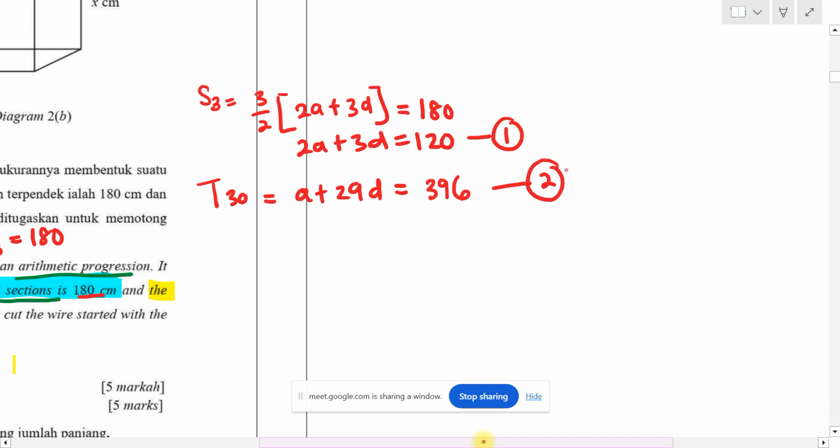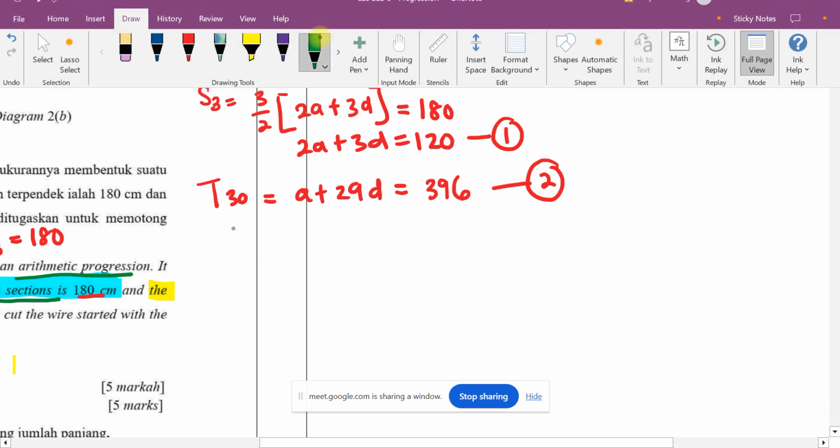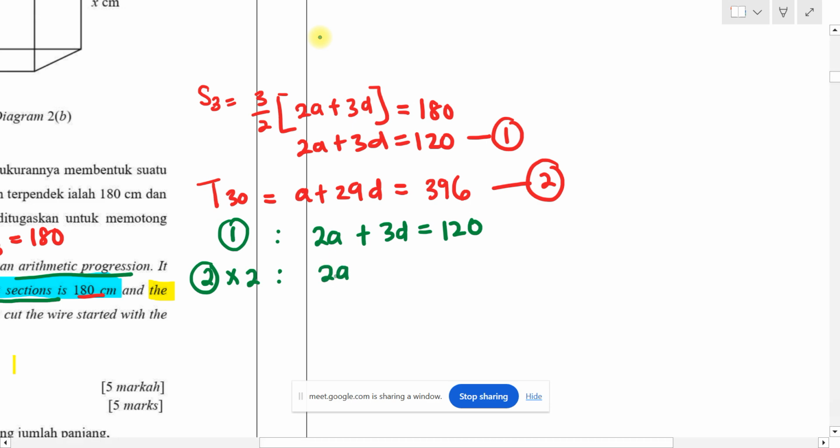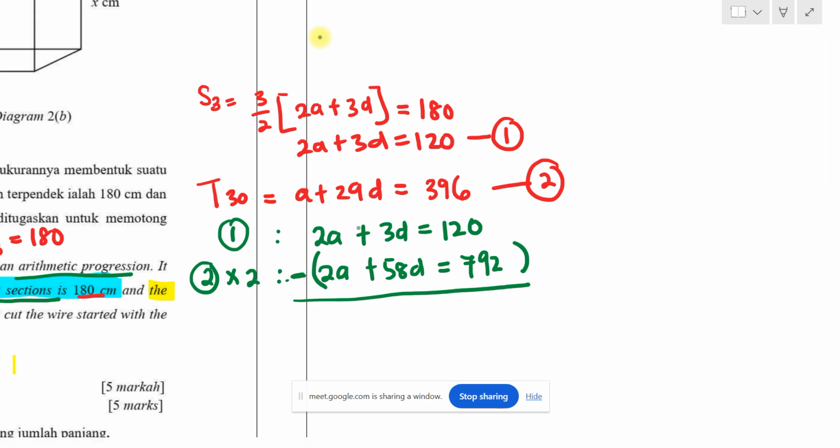Now by using elimination or substitution, you may solve this. Elimination is easier. Equation 1, you just write like that: 2a plus 3d equals 120. Equation 2, you multiply by 2 so that you get the same coefficient of 2a. 29 times 2 becomes 58d equals 396 times 2, which is 792. Then you put a line and subtract the equations. 2a minus 2a is gone. 3 minus 58 gives negative 55d. 120 minus 792 is negative 672.